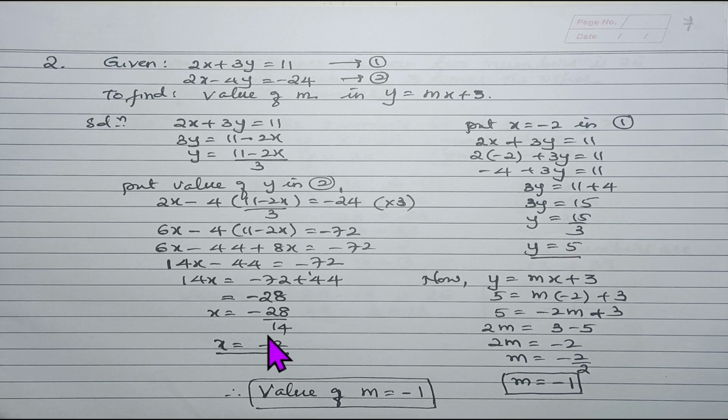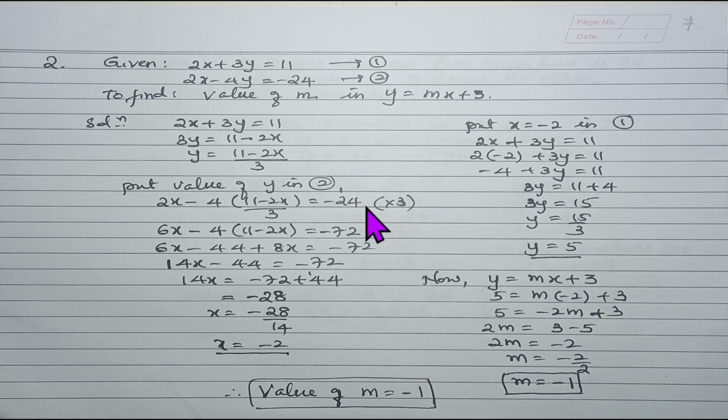Now we have got x is equal to minus 2 and y is equal to 5, and now we have to find the m value here. Put the value of x and y in this equation, that is y is equal to mx plus 3. So 5 equal to, because y is 5, so 5 equal to m in the bracket, x is equal to minus 2, put the value of x here, plus 3. 5 is equal to minus 2m plus 3, 2m is equal to 3 minus 5, and m is equal to minus 2 by 2, and therefore m is equal to minus 1. So that is the value of m, which is minus 1.